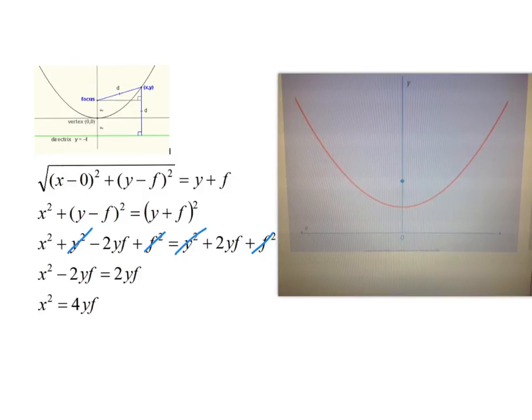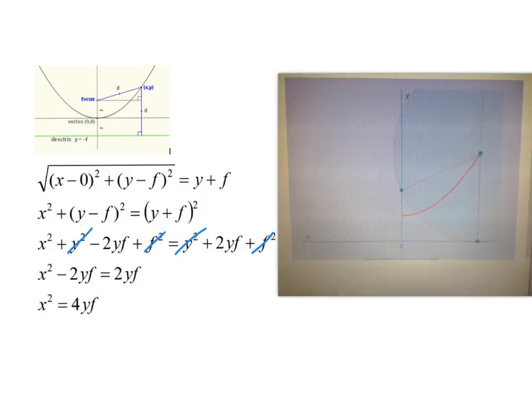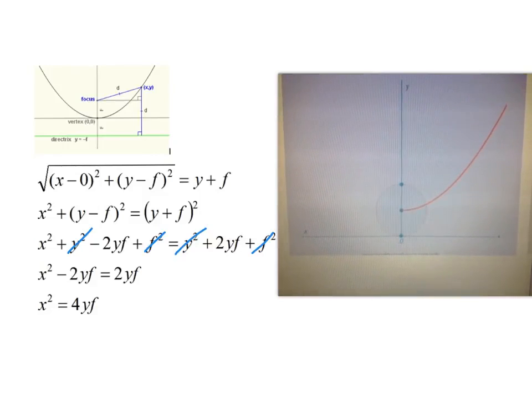Now, let me show you the generation here. So again, you can see the vertex right here, the directrix down here, and you can see this being drawn, how those lines are always the same.